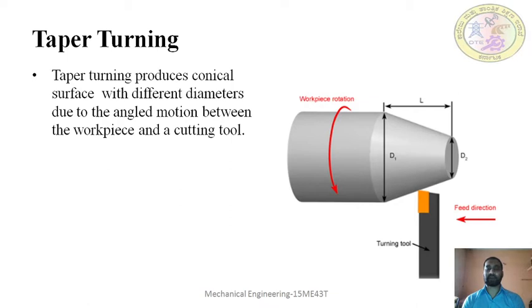In taper turning, the tool has to be moved in an angular direction with respect to the axis of rotation. For this angular movement, we have to use different methods, because in normal lathe operation, the tool moves parallel to the axis of rotation of the workpiece along its length. But to move the tool at an angle to the axis of rotation, we have to use different methods or different attachments. So let us discuss all these taper turning methods.